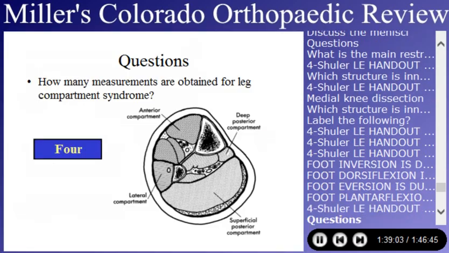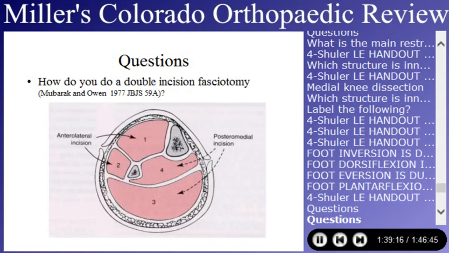How many measurements are obtained for leg compartment syndrome? 4. This shows the different compartments. The key testable item is knowing the most lateral structure, which is the FHL, which we'll go over. Double incision fasciotomy is shown. Release all 4 compartments.